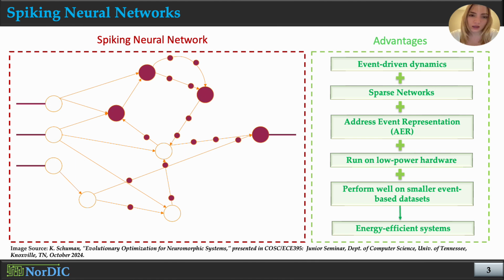In addition, SNNs leverage address event representation, an asynchronous communication scheme where event addresses, rather than the actual data, are transmitted between the sender and receiver, resulting in energy efficient information transfer. Furthermore, SNNs can run on specialized low powered neuromorphic chips like Intel Loihi or Akida, or reprogrammable hardware like FPGAs, and perform well on smaller event based datasets, further enhancing the energy efficiency of these systems.